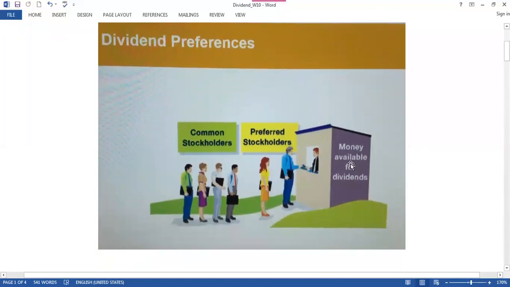Company paid dividend, right? And these are the shareholders. They are going to receive this dividend. So according to this picture, you can see that preferred shareholders are going to receive dividend first, right? Preferred shareholders are going to receive dividend first. After that, the remaining dividend goes to the common shareholders.